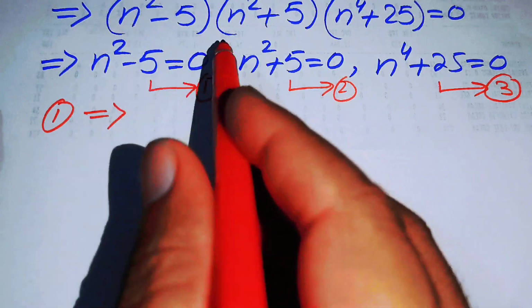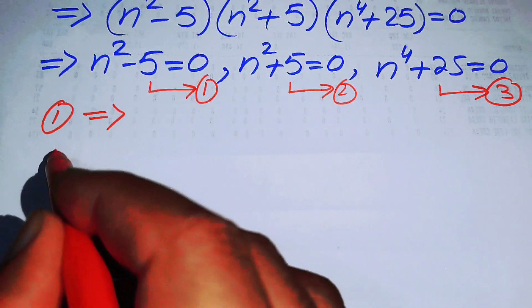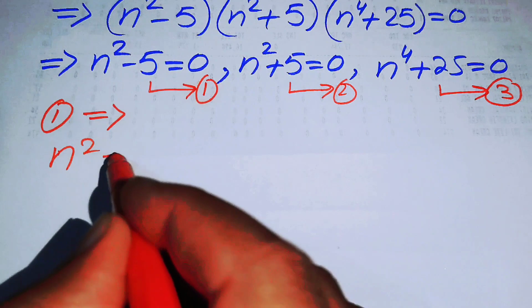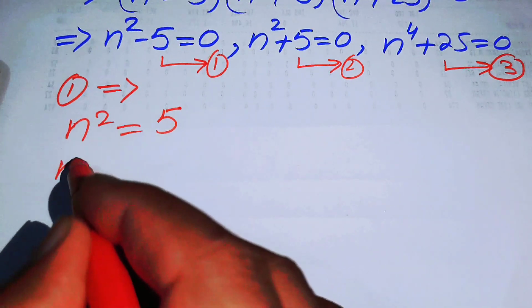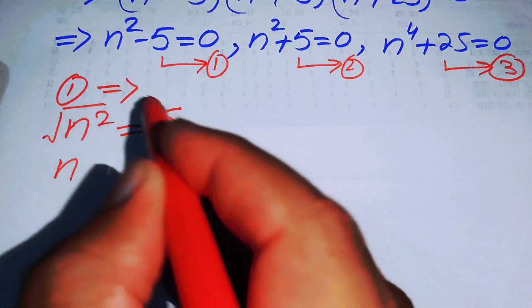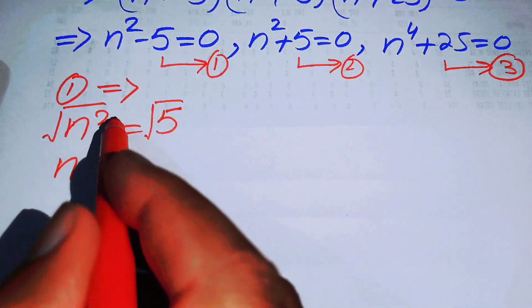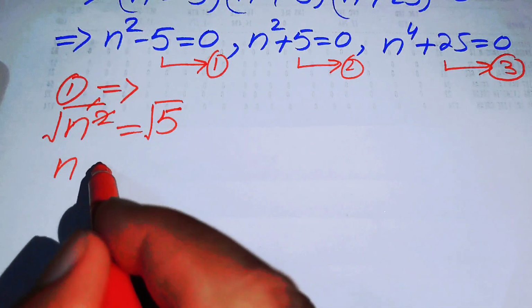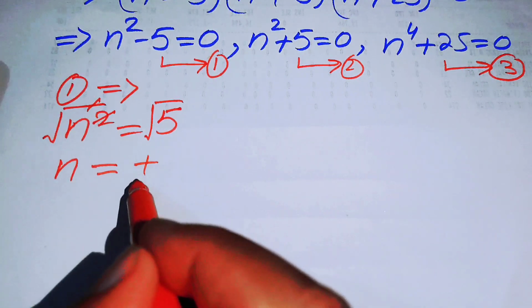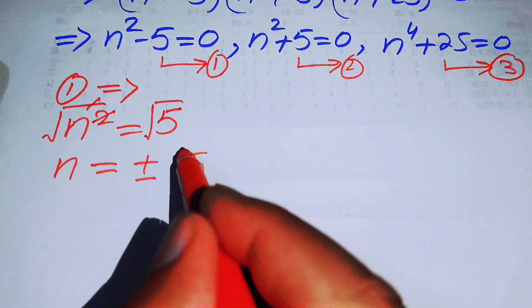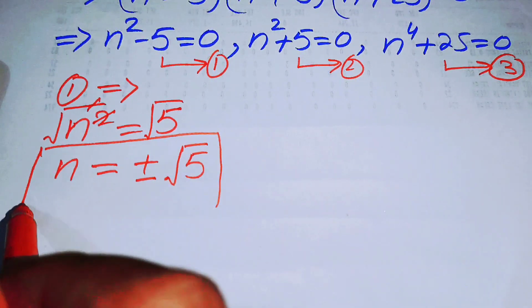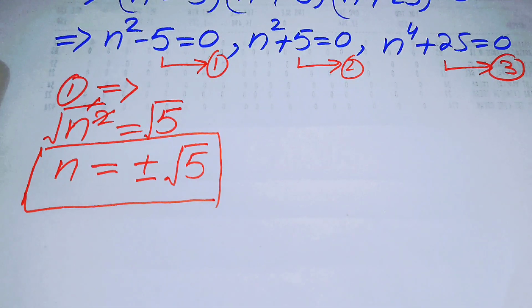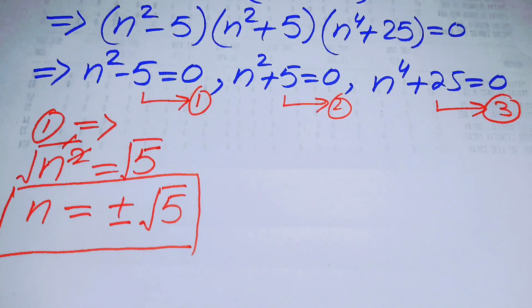So we move this minus 5 to the right hand side, and you will get n squared is equal to 5. So here we take the square root on both sides, and here you see that the square and square root are gone, and you will get n is equal to plus minus square root of 5. So these are the first two real roots of the given equation.